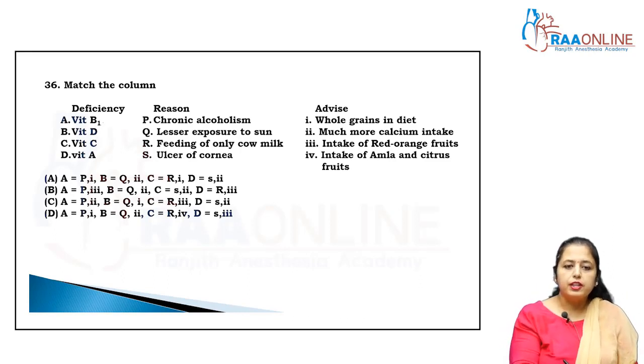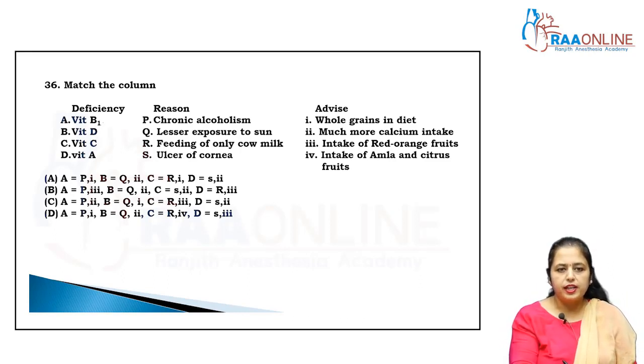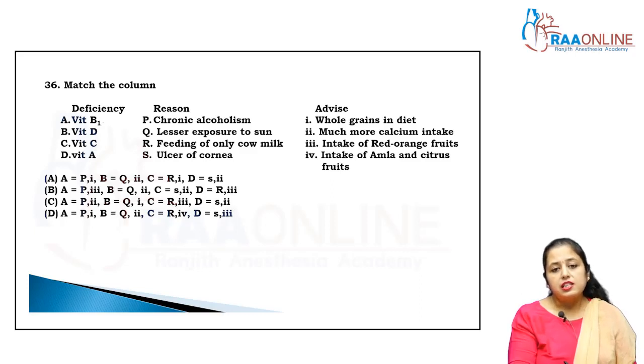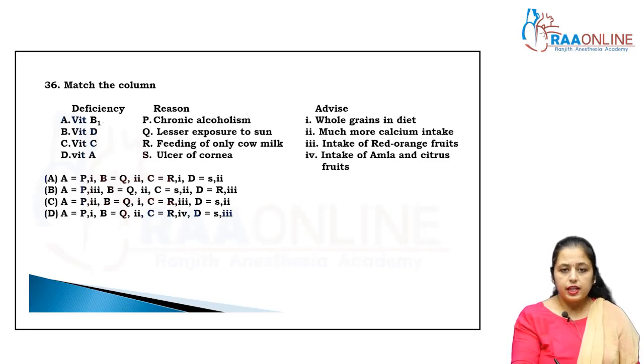Exactly, it's correct. Vitamin B1 is thiamine. Due to chronic alcoholism, its absorption is inhibited, right? Vitamin D is calciferol. If the patient does not get proper exposure to sunlight, then the reason is correct, right? But the advice is much more calcium intake.